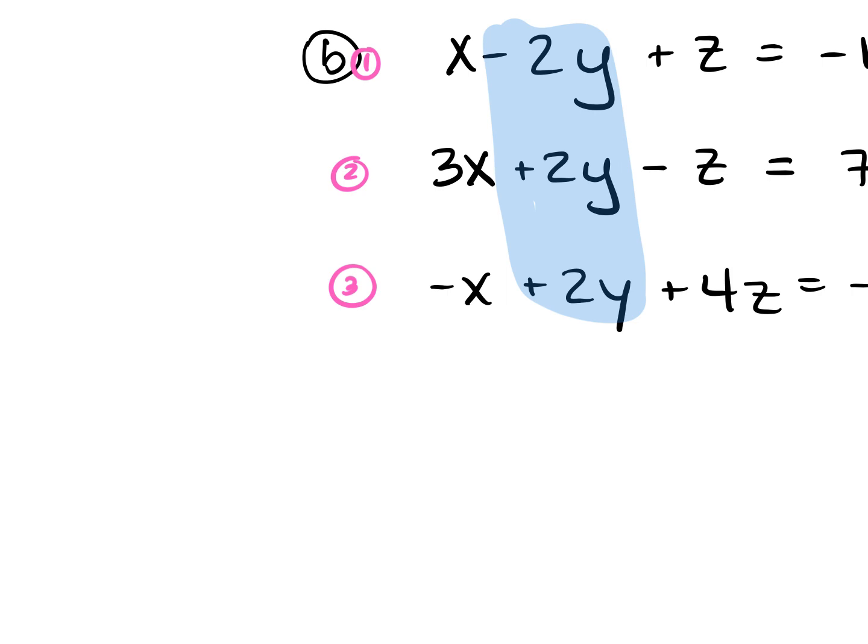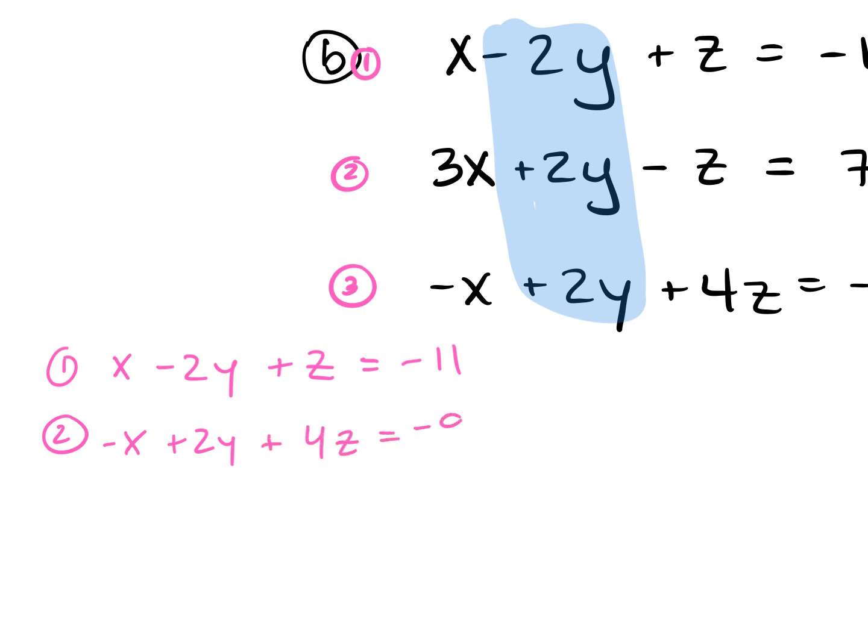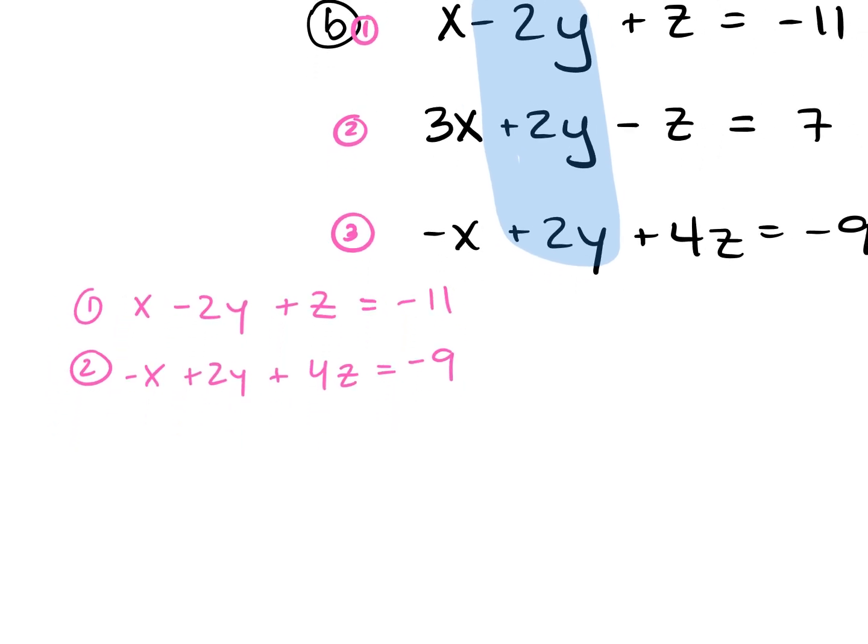So eliminating y's, which two equations do you want to pick first? 1 and 2. Good choice. So equation 1 is x minus 2y plus z is equal to negative 11. Equation 2 is negative x plus 2y plus 4z is equal to negative 9. Oh, yep, negative 7. Oh, I was writing 3. I wrote the whole thing wrong. 3x plus 2y minus z is equal to 7. Thank you.